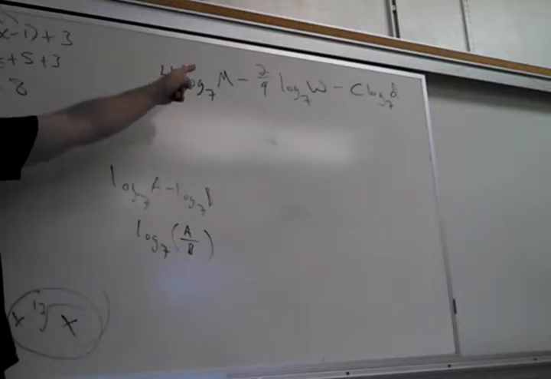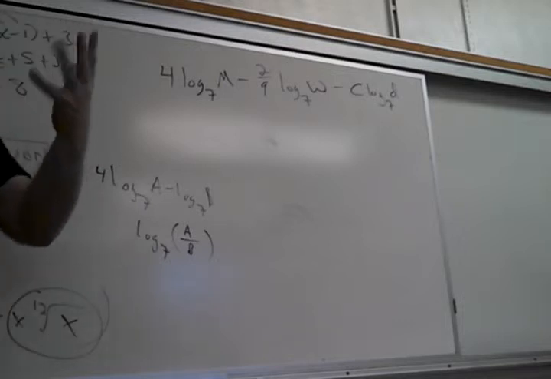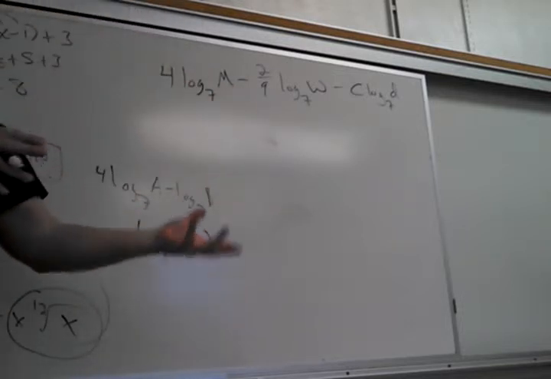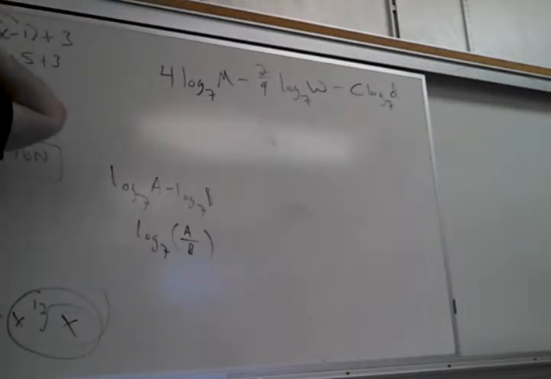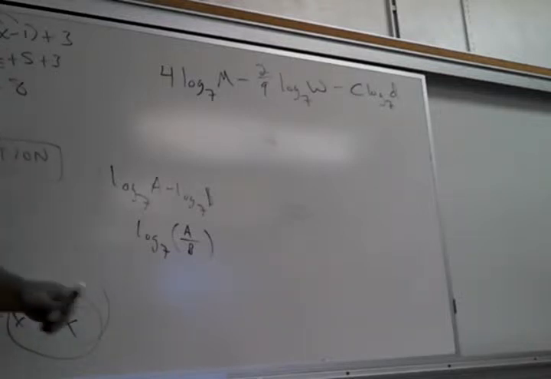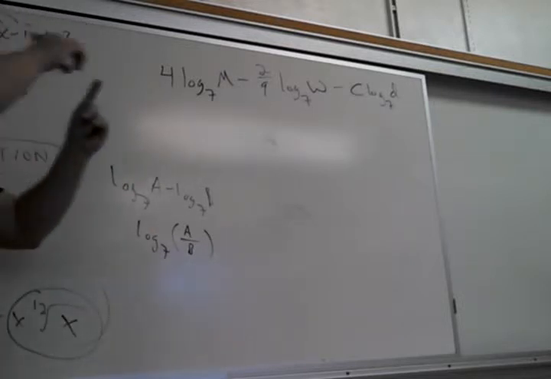So what does that have to do with this? Well, if there would have been a 4 here, I don't have any rule for 4 log. I have a rule for log of this minus log of that, and a rule for log of this plus log of that. I don't have a rule for 4 log of this. So how do I get that 4 out of the way? What's another property I can use of logarithms? Where did that 4 come from?